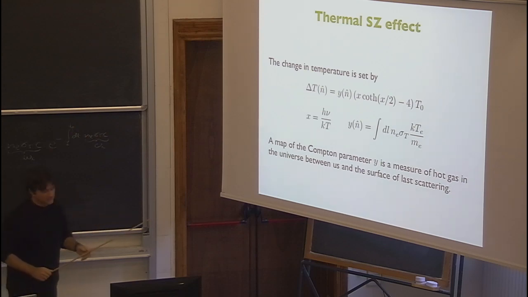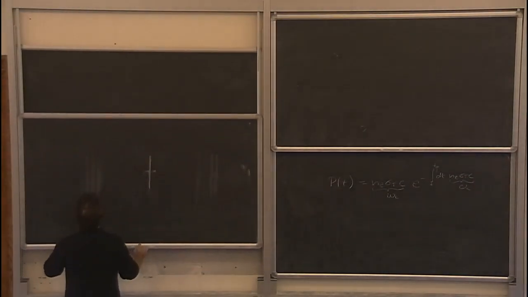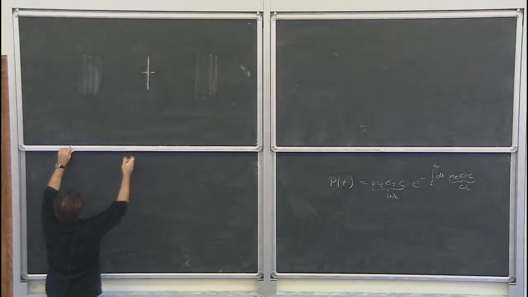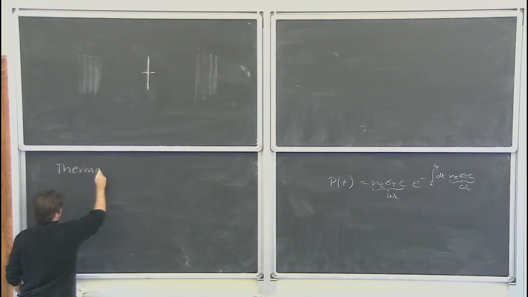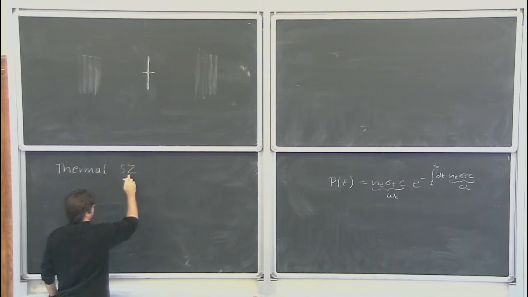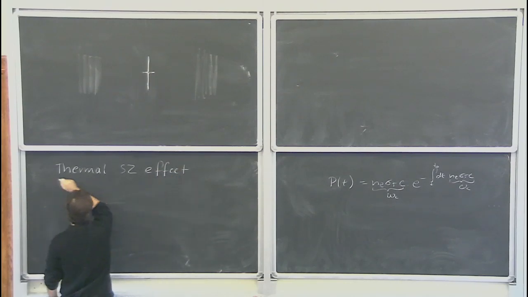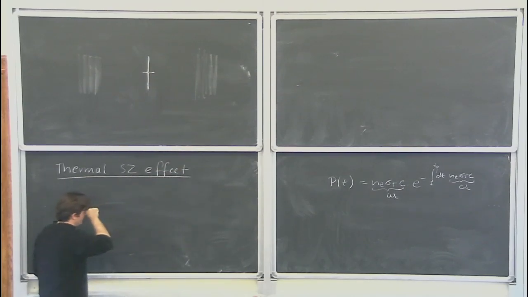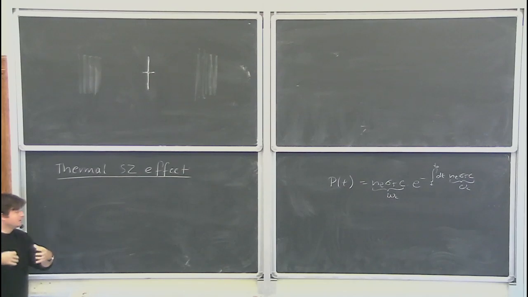And so the one thing, the thermal SZ effect, maybe let me say a little bit more than what's on the slide. So for the thermal SZ effect, the basic physics is, so this is the Sunyaev-Zeldovich effect. And the basic thing that's going on is that you have clusters that are along the line of sight that have hot electrons in them.